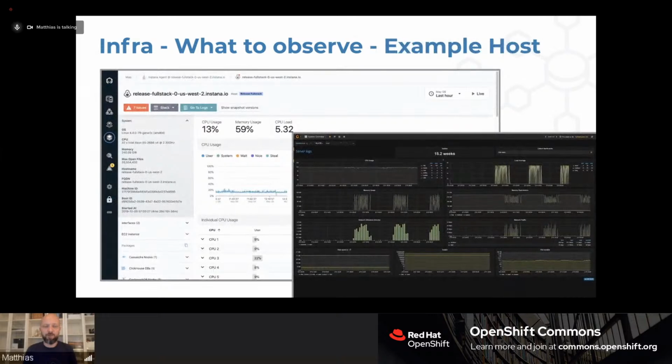So on the host level, we have a gazillion resources on the host itself or connected to the host. Something that probably everyone should have a look at is the CPU and memory on the usage side of things, on the load side of things. And again, dashboards are all over the place. I guess it's important to get familiar with it.